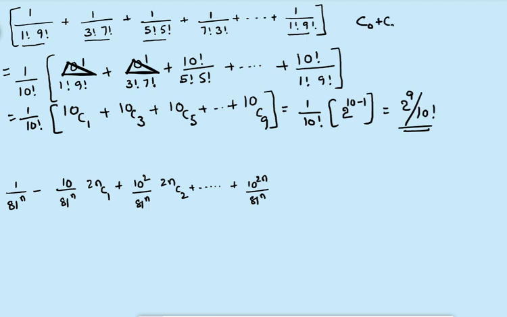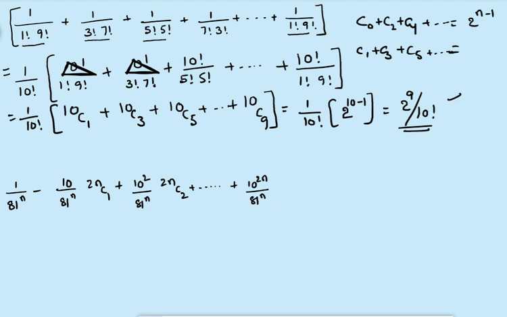Because earlier we discussed C0 plus C2 plus C4 plus and so on is the same as C1 plus C3 plus C5 plus and so on. So that is the reason.